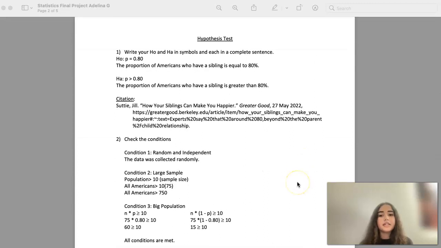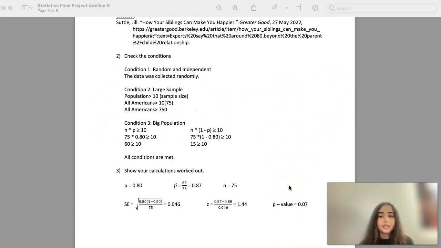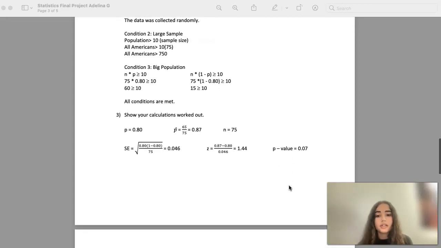For my hypothesis test, my H0 is the proportion of Americans who have a sibling is equal to 80%. My HA is the proportion of Americans who have a sibling is greater than 80%. Here is my citation. Now to check the conditions. Condition 1, random and independent, the data was collected randomly. Condition 2, large sample, all Americans is greater than 750. Condition 3, big population, 60 is greater than 10, 15 is greater than 10. All conditions are met.